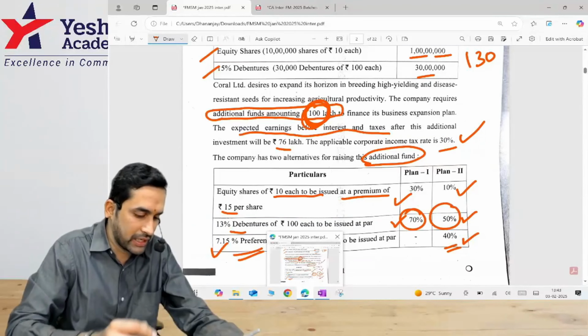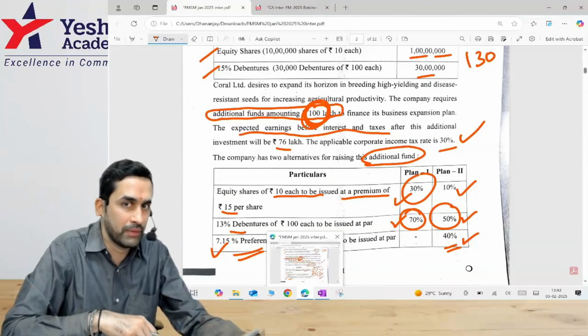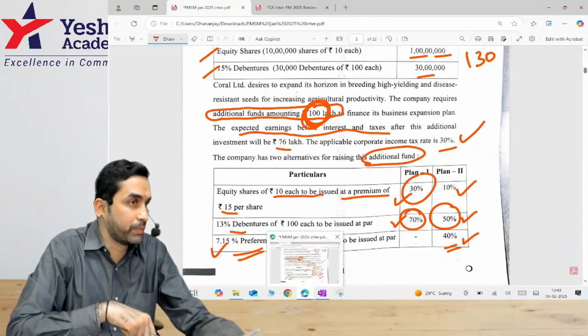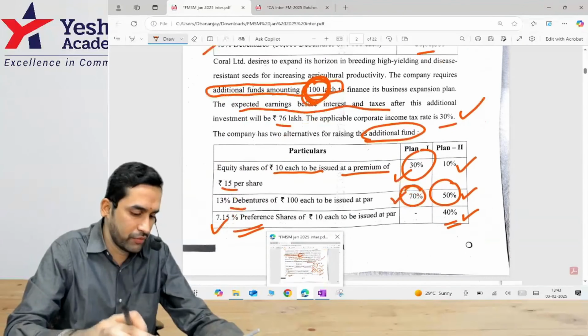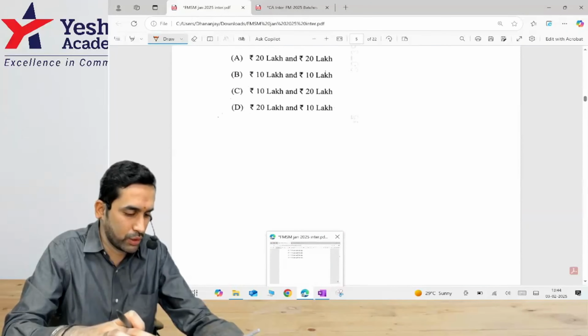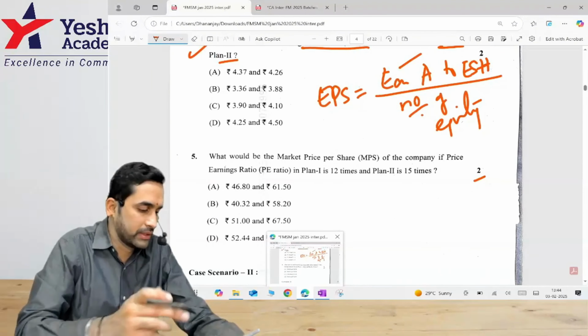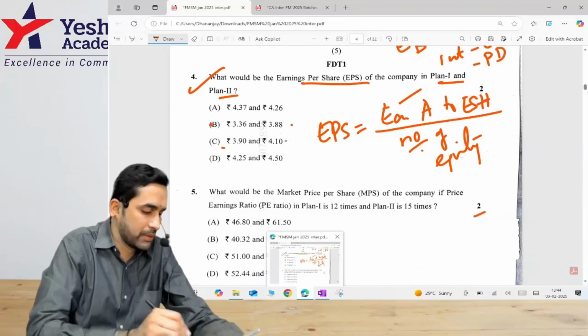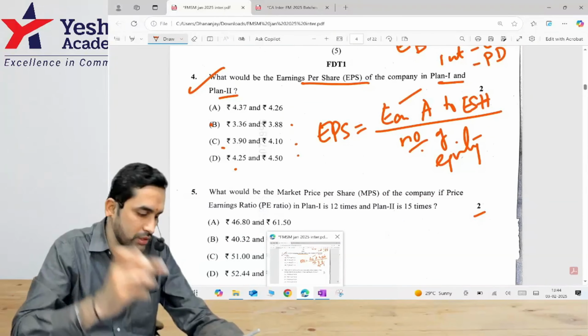That means 100 lakh into 30%, that much of amount should come from them. That you divide by 25 rupee, that will tell you how many shares. Correct? And then if you divide earning available to equity shareholder by number of equity shares, you will get to know how much is the EPS. This answer need not be same because this is not indifference point answer. This is the general EPS question.